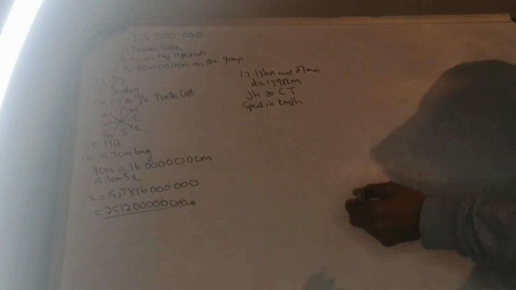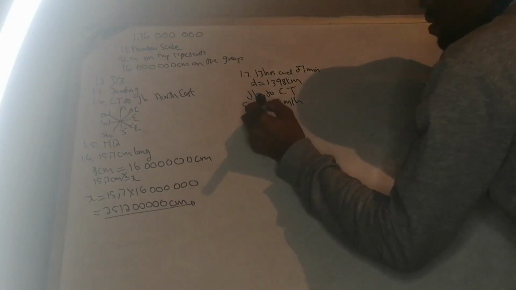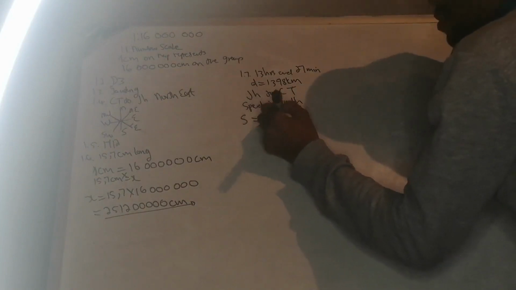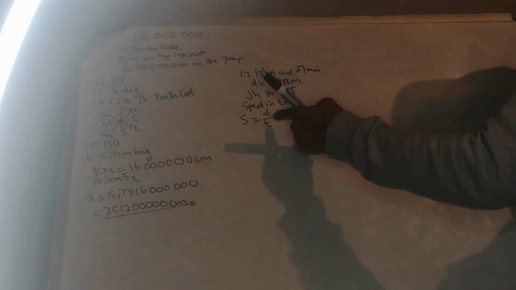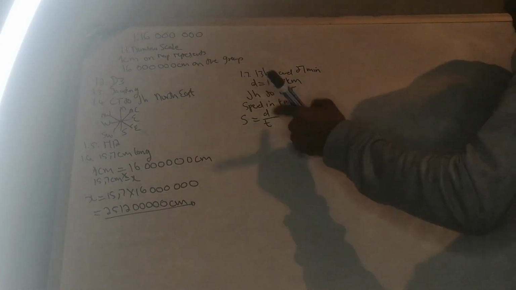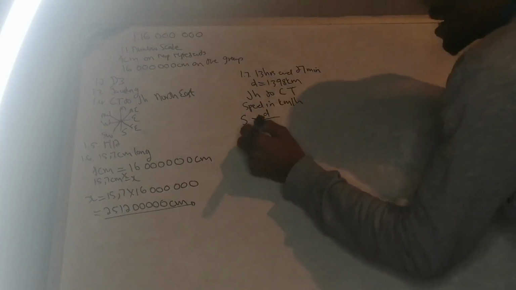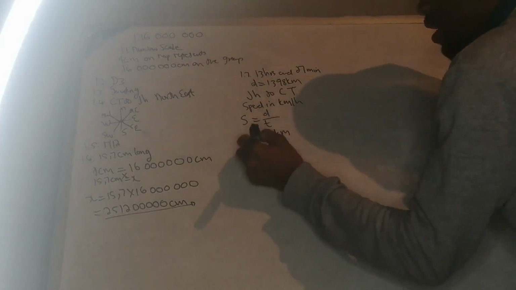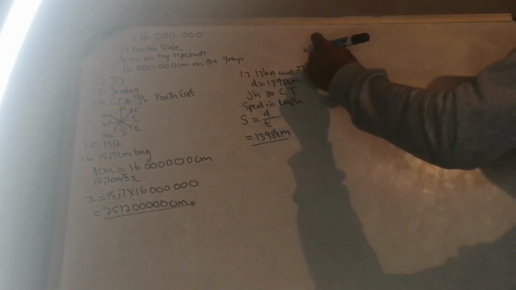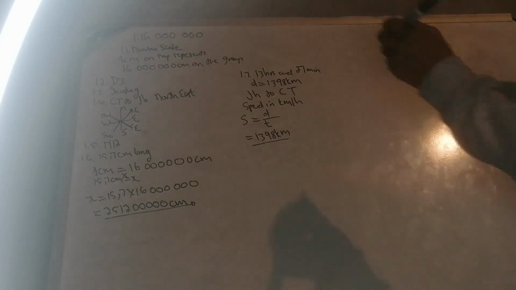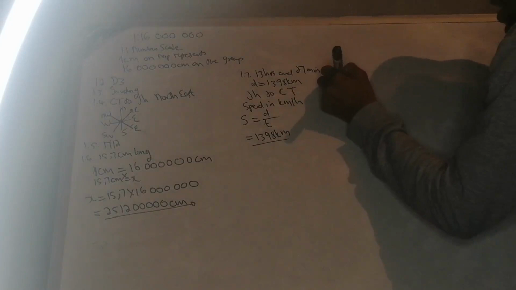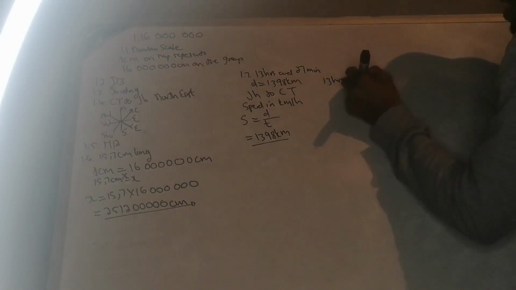All right. Use the formula. Average speed equals distance traveled over time taken. But what is speed in kilometers per hour? Distance must be in kilometers and time must be in hours. Do I have distance in kilometers? Yes, 1398 kilometers. Do I have time in hours? Yes, but I need to convert the 27 minutes to hours by dividing by 60. So 13 hours plus 27 over 60.